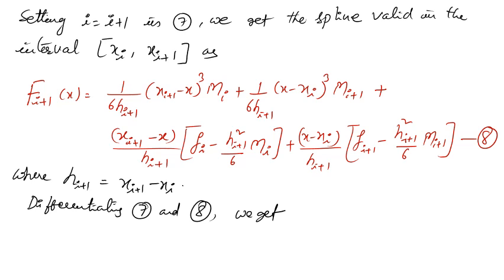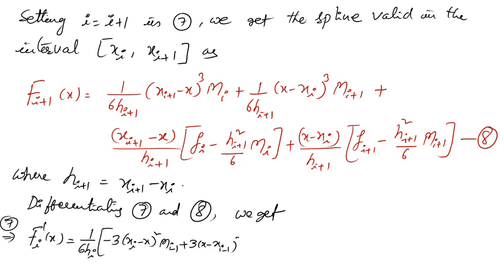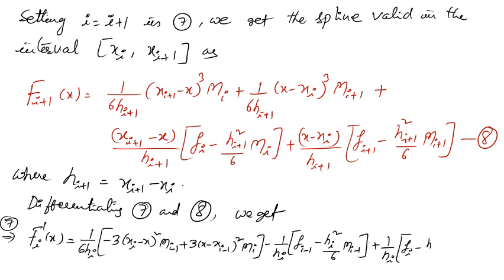Let us differentiate. fi dash x, seventh equation, equal to 1 by 6 hi, I can take common in the first two terms, so minus 3 into (xi minus x whole square mi minus 1 plus 3 into (x minus xi minus 1 whole square mi, minus 1 by hi (fi minus 1 minus hi square by 6 mi minus 1), x derivative 1, and next term derivative is 1 by hi (fi minus, these terms are constants, x derivative 1. This is equation 9.